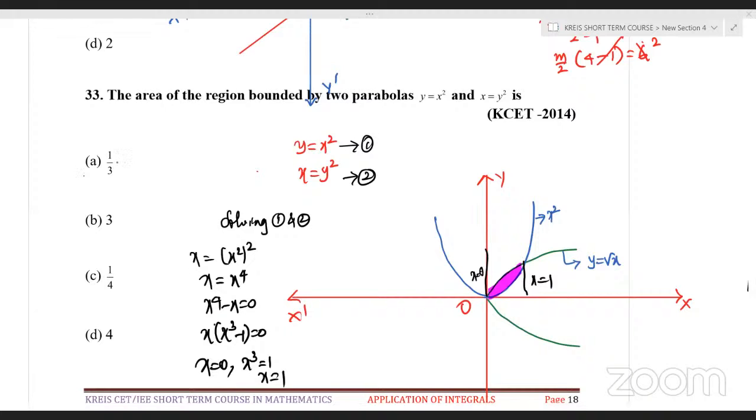Option A is going to be the correct answer. Right, Option A will be the right choice.